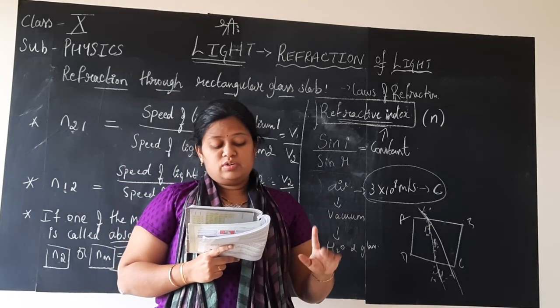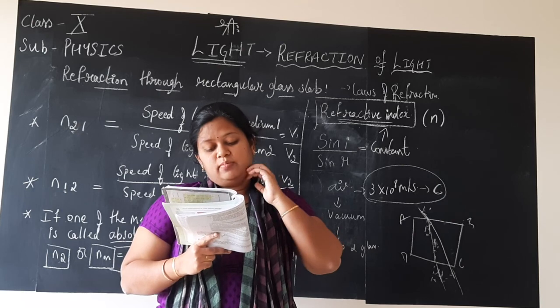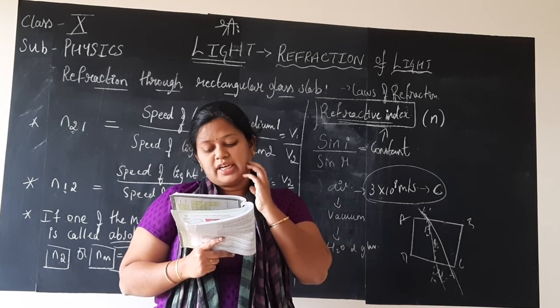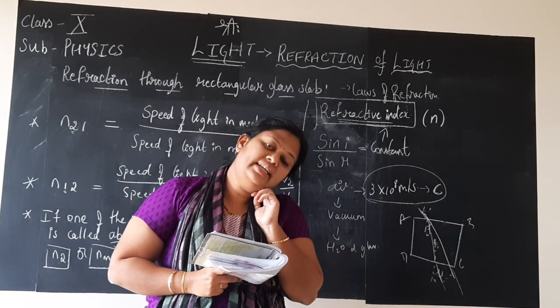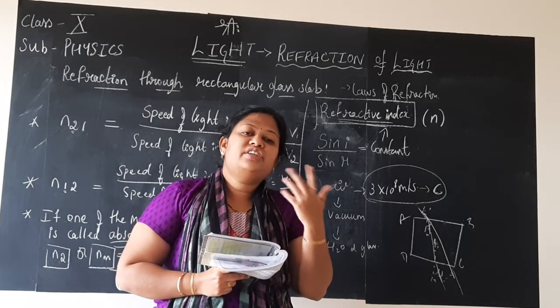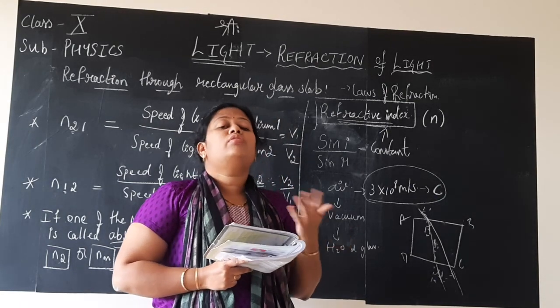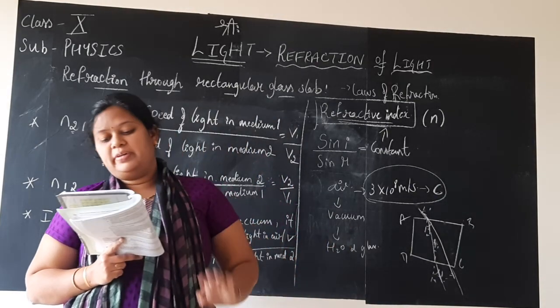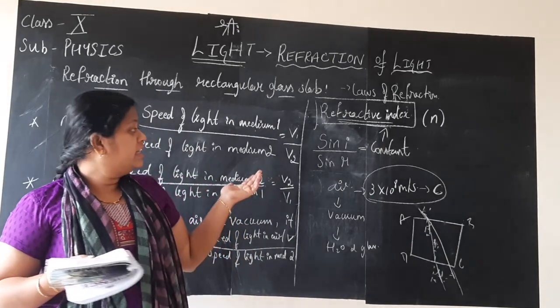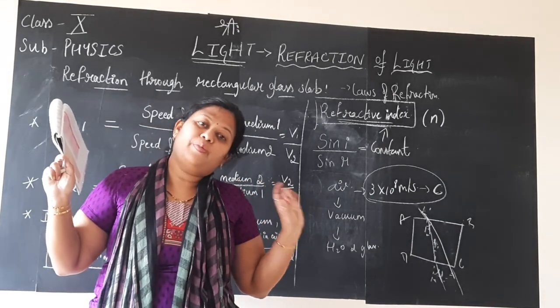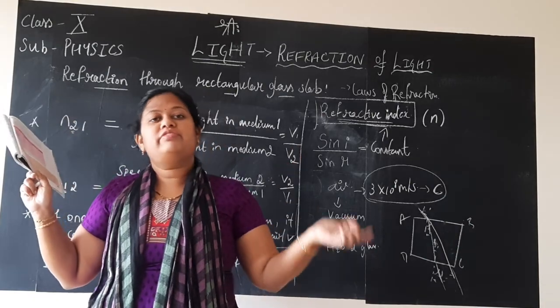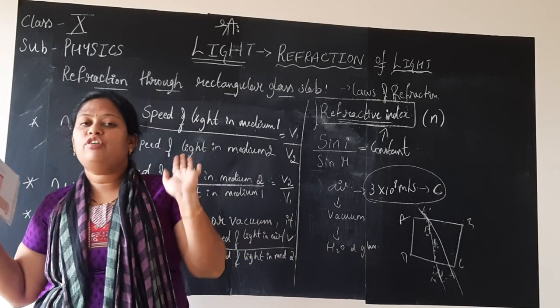The ability of a medium to refract light is also expressed in terms of optical density. So the light is refracting, isn't it? That is expressed in terms of optical density. Why optics? In the beginning of the lesson itself, I told you about optics. Optics is the branch of physics which deals with the study of light.